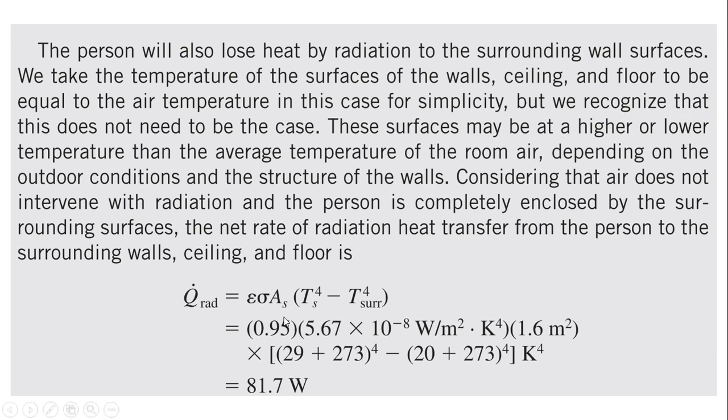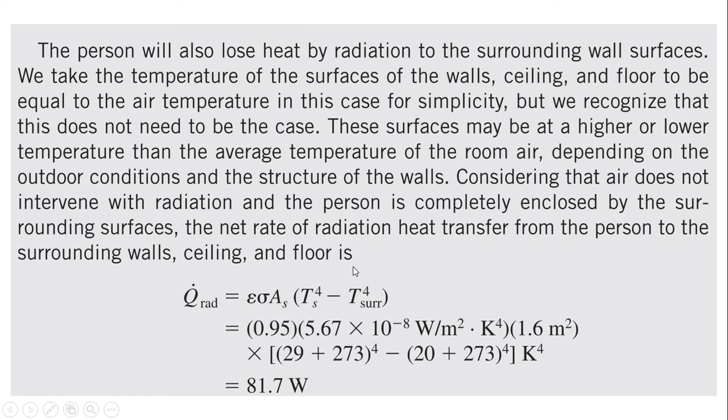This is the Stefan-Boltzmann law. The emissivity can be taken from the literature, and the Stefan-Boltzmann constant value can also be taken from the literature. The surface area of that particular person is given, and this is the surface temperature of the person inside the room, and this is the surrounding temperature, so everything is given. But keep in mind that the Stefan-Boltzmann constant has units in Kelvin, so you must convert the temperatures to Kelvin by adding 273. After simplifying, the radiation heat transfer will be equal to 81.7 watts.